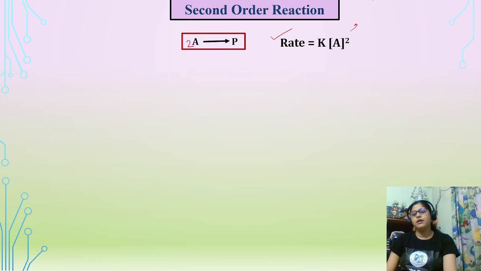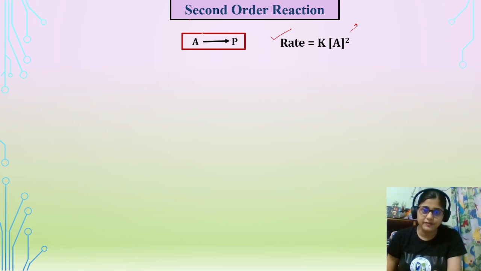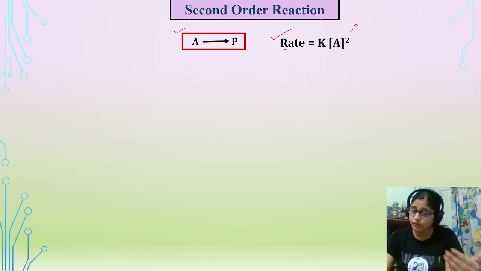I am not claiming what I taught you previously, that only for an elementary reaction can the order equal the molecularity. I am not saying here that it is an elementary step reaction. It can be a complex reaction, so I can write the rate this way and the reaction this way, because order is an experimentally determined quantity.